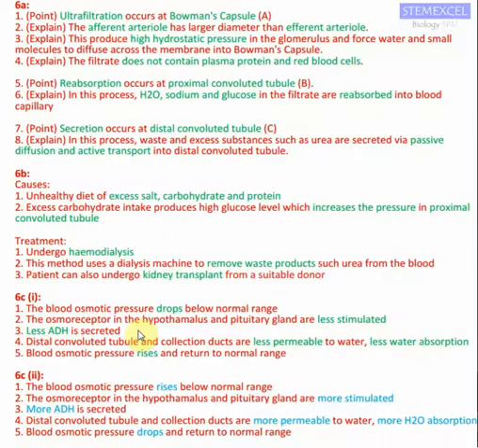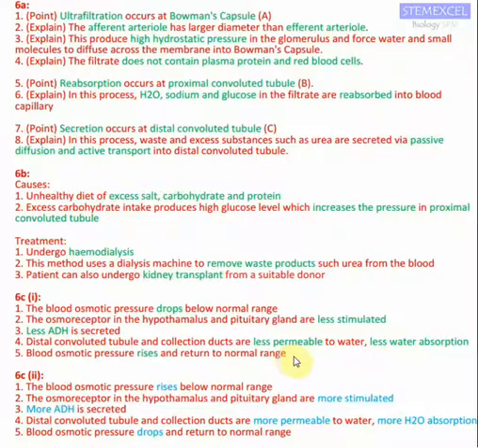So here you can have C1, which is too much water, and C2 will be too much salty food or too little water. So first, the blood osmotic pressure drops below normal range. Number 2, the osmoreceptor in the hypothalamus and the pituitary gland are less stimulated. Because they are less stimulated, less ADH is secreted, and because you have less ADH, the distal convoluted tubule and also the collecting ducts will be less permeable to water, and because of that you have less water absorption. Because you have less water, the blood osmotic pressure will go up, and this will then return the blood osmotic pressure to normal range. So you have it, the first part.